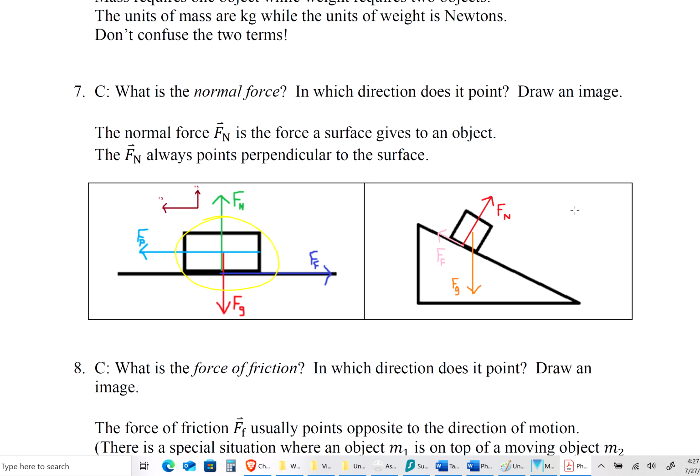Question number 7. What is a normal force? The normal force is the force a surface gives to an object. The normal force always points perpendicular to the surface. So look at the image on the left. You have a box on the ground. The force of gravity pulls the box down. The normal force pushes the box up, 90 degrees from the surface. Take a look at the image on the right. The force of gravity pulls the box down. The normal force pushes the box up from the surface, 90 degrees from the surface.